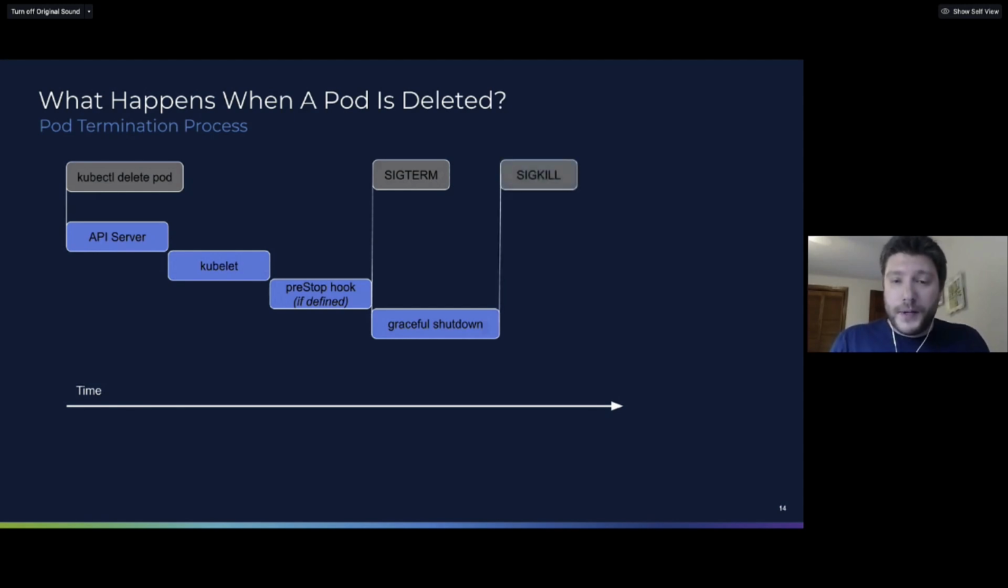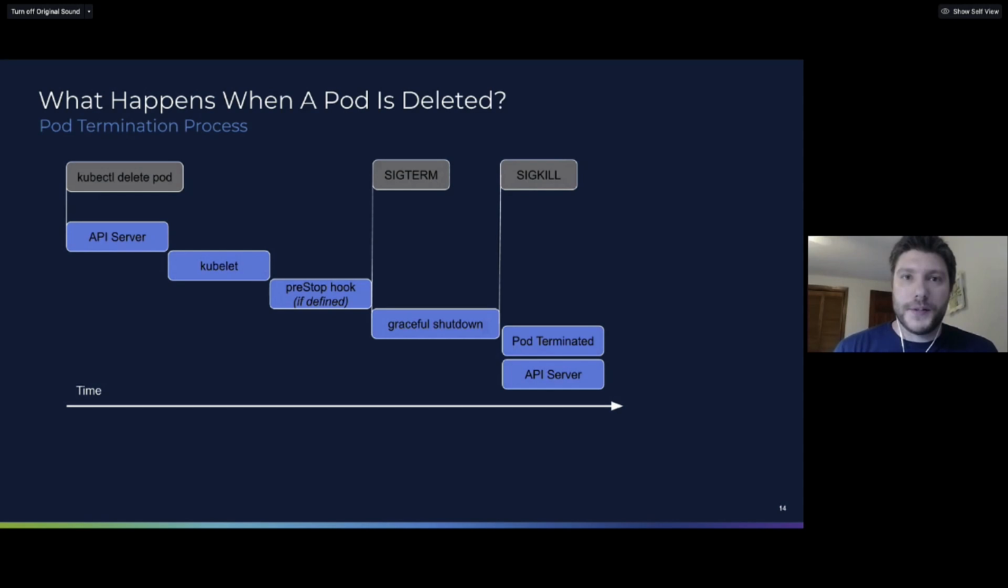And Kubernetes has a safety valve in place, such that if your pre-stop hook and your graceful shutdown take too long, Kubernetes isn't going to let it run indefinitely. So what will happen is the kubelet will issue a SIGKILL command to your container and forcefully shut it down. And then at that point, the pod is terminated, and the API server is updated so that it knows the pod is no longer running in the cluster.